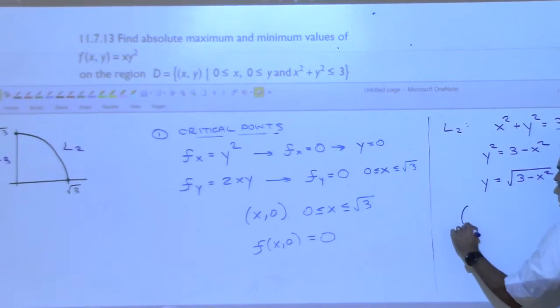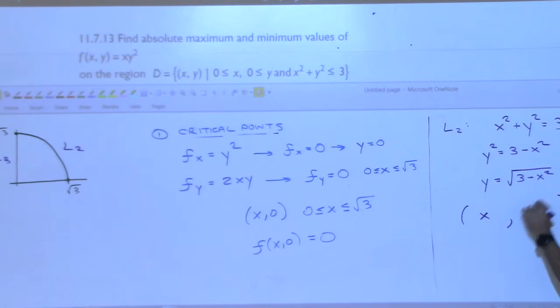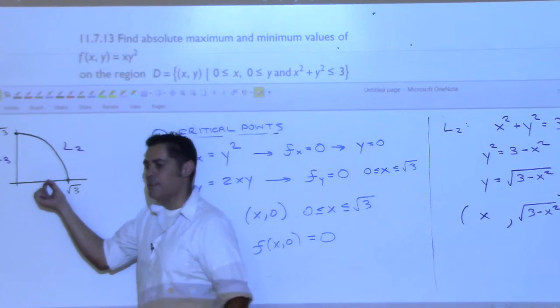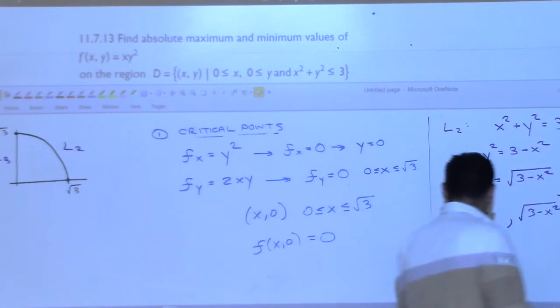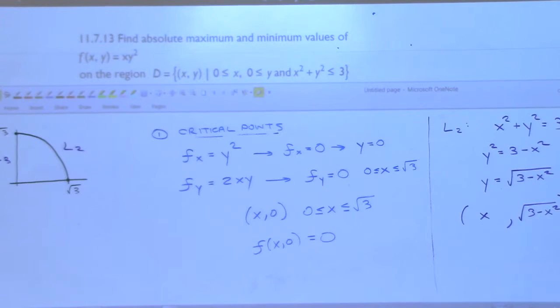So, sticking with you, Paul. What do our points look like here? Could we make it x, square root of 3 minus x squared? There you go. To live on that curve, your x-coordinate has to be some x, and your y-coordinate has to be the square root of 3 minus x squared. Now, we do have a restriction. Domingo, what is the restriction we have on x here? If we're going to use this for L2, x has to be between 0 and the square root of 3, right?